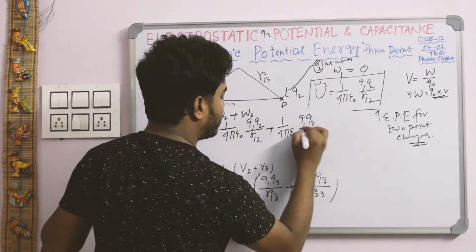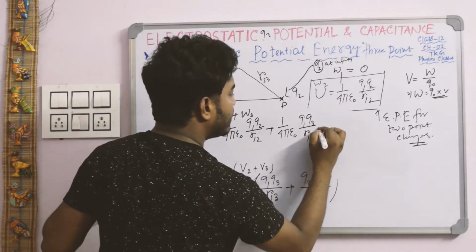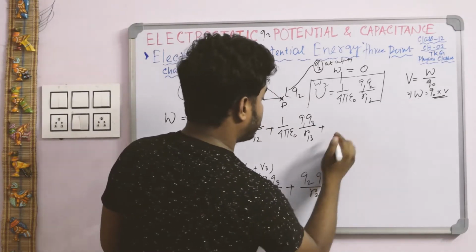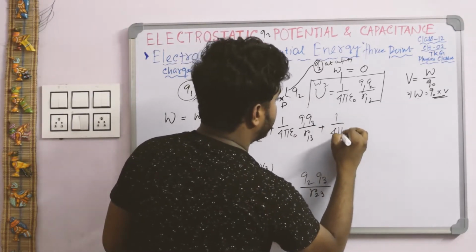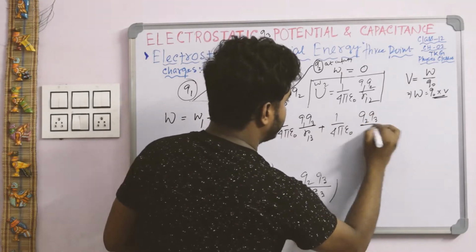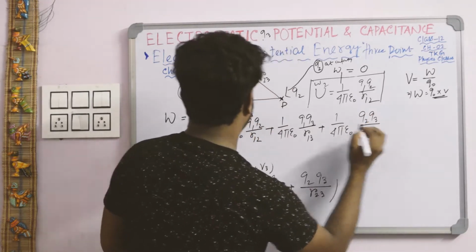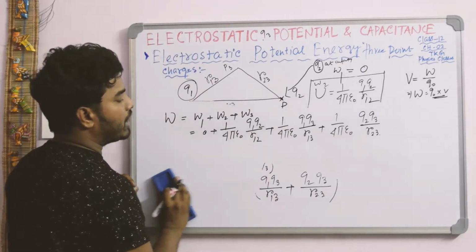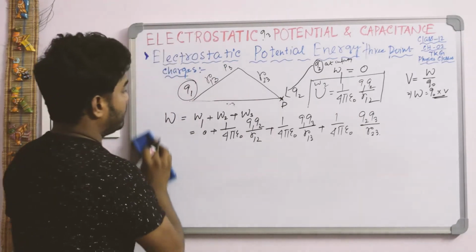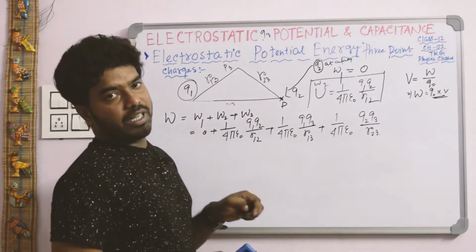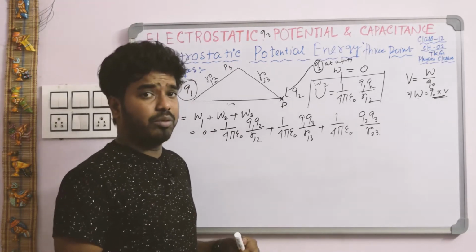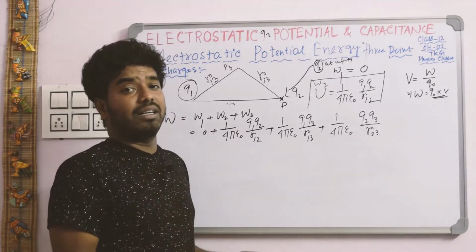Q1 Q3 by R13 plus, there is another part, 1 by 4 pi epsilon naught Q2 Q3 divided by R23. So this is the total amount of work done for 3 point charges. Clear? Similarly, for 4 point charges, you have to calculate the amount of work done. So what will be the final result?